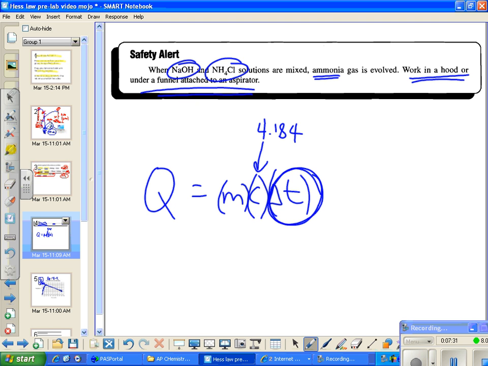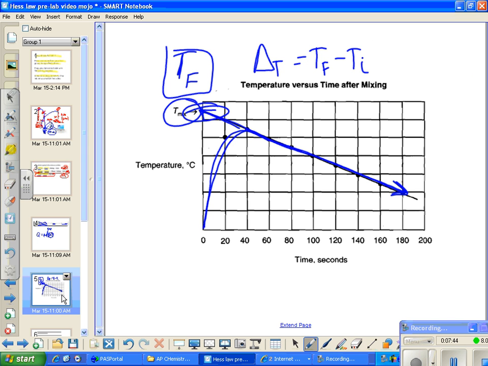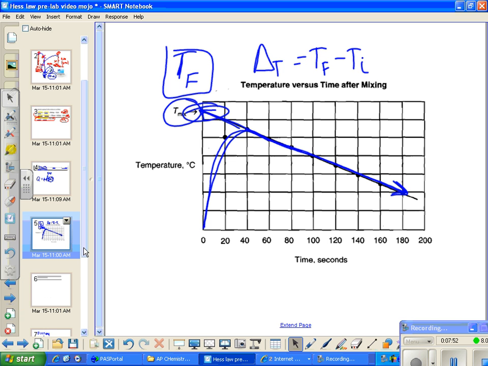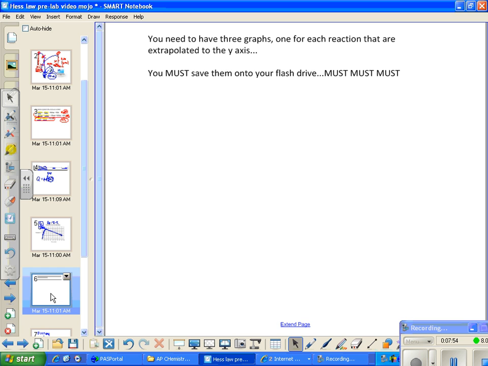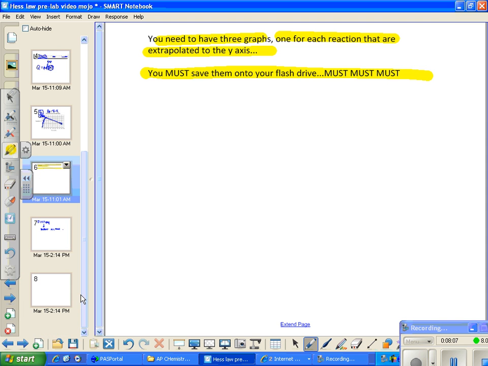Then the only other thing you need is delta T. So when you set up your data table, you'll set up a little box for final and initial temperatures, a little section for delta T for each of the reactions, and you're good to go. The graph, you're going to be responsible in your lab for having 3 of these graphs, 1 for every reaction. I'll show you how to export it on a Mac, because I know some people had some issues. At the end of this lab, you should have 3 graphs, 1 for each reaction that are extrapolated to the y-axis. You must save them onto your flash drive, because otherwise there's a chance of them getting lost, which causes problems as far as the lab goes.